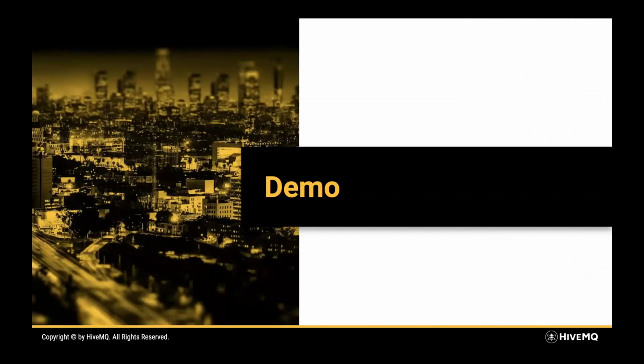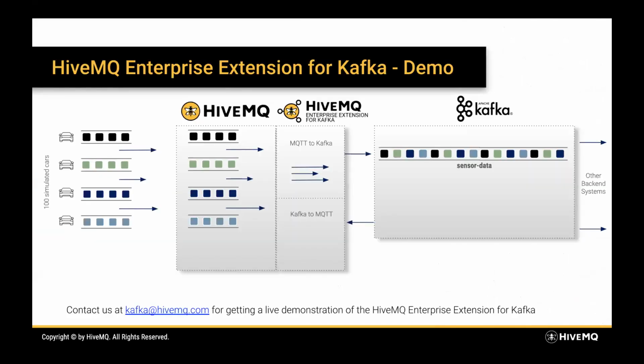Okay, so let's have a closer look, because I also prepared a small baby little demo for you. But here's an overview of what this demo shows to you. So we have, for this demonstration, 100 simulated cars. That cars are producing data, and that data is forwarded to HiveMQ via MQTT. And HiveMQ has the HiveMQ Enterprise extension for Kafka installed, and that means all the data that is coming from the 100 simulated cars is also forwarded to Apache Kafka.